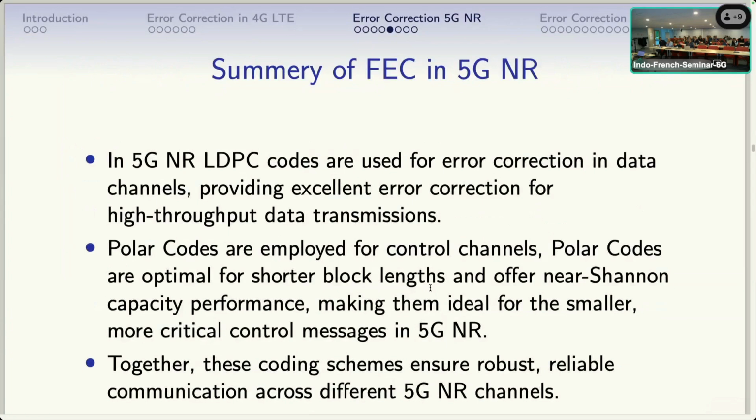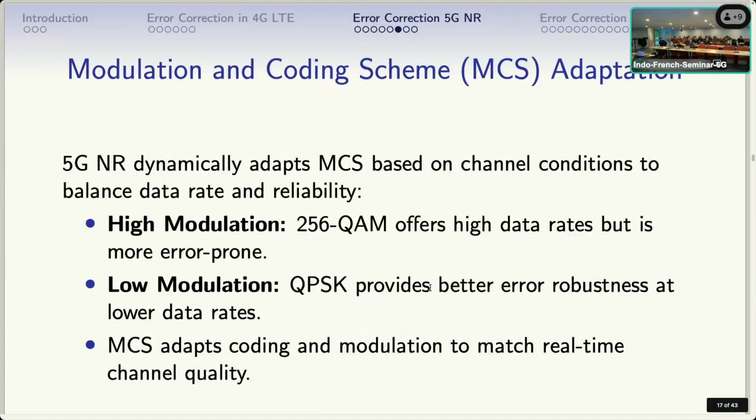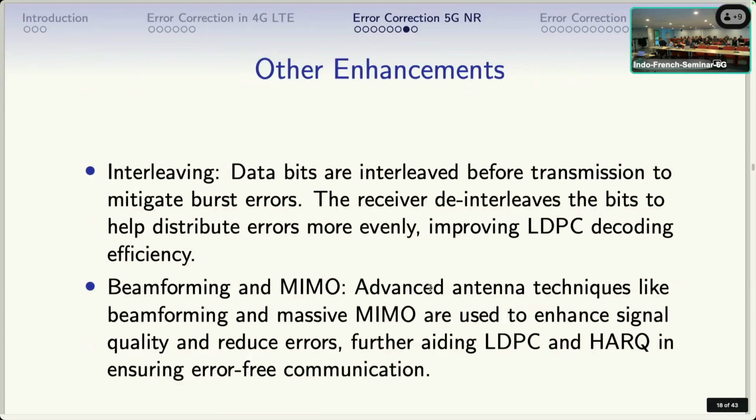You can see that LDPC codes were used for data transmission and polar codes were employed in the control channel. So this provides very reliable communication across different 5G scenarios. And here also we are trying to employ different modulation and coding strategies to achieve a balance between throughput and error performance. It goes from QPSK to 256 QAM, and we have an adaptive modulation and coding scheme in place. And these are the other enhancements that were there.